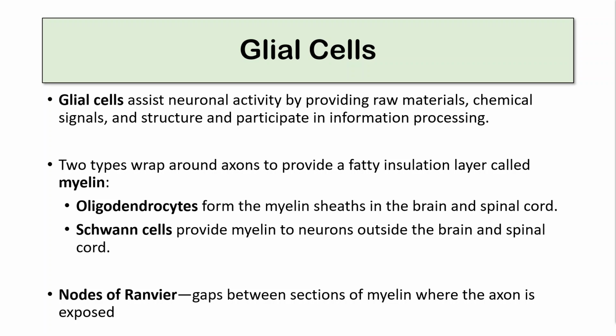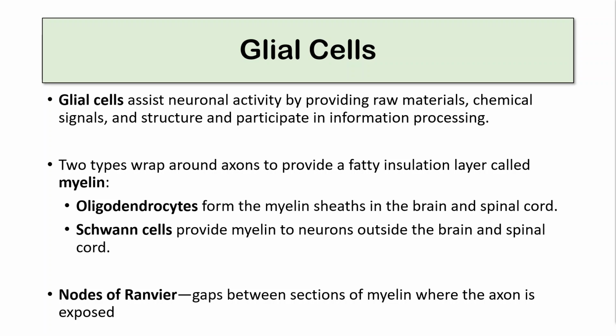I want to talk about them in general and then give you some specific examples of the different types of glia that are within the nervous system. So glial cells assist neuronal activity by providing raw materials, that is proteins or structural support, chemical signals, structure, and participate in information processing.